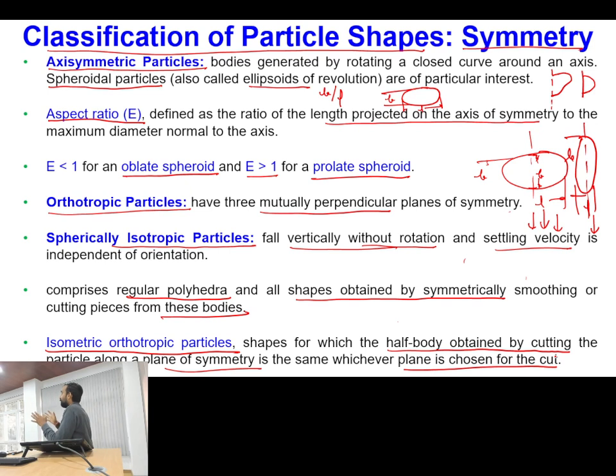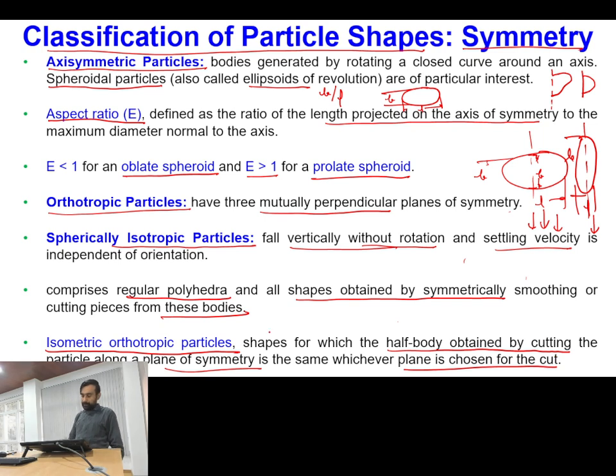Okay. So for example, if you consider a cylinder, what will be happening? We will be having 3 planes of symmetry. One is like this, one is at the center, but they are not producing the 2 halves in the same orientation. On the contrary, if you take a cube and take 3 perpendicular planes, then every time my half body shape will be identical in all the 3 planes. So that's why I can call a cube an isometric orthotropic particle, but not a cylinder. Is this one clear? Okay.